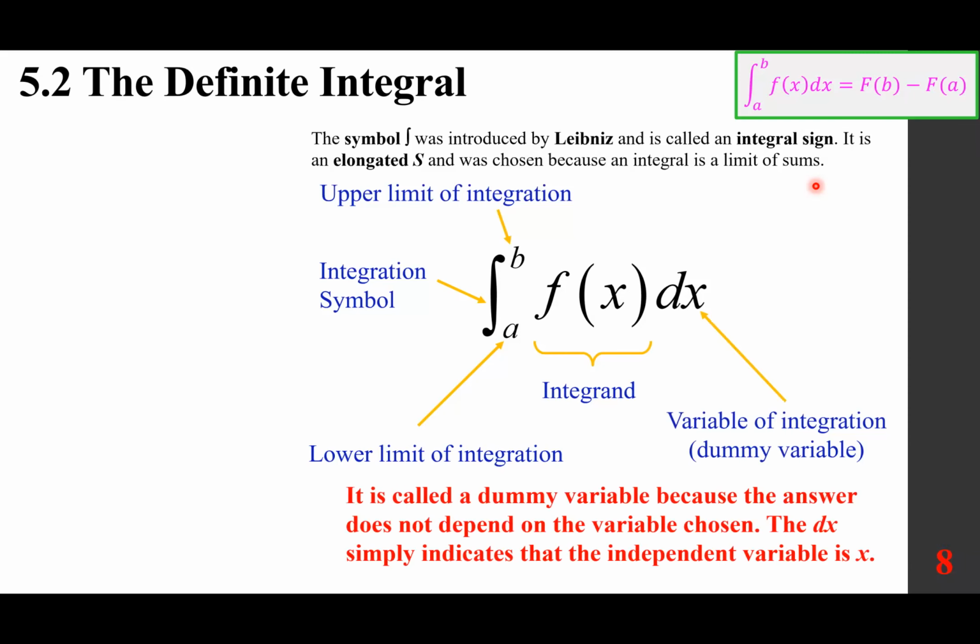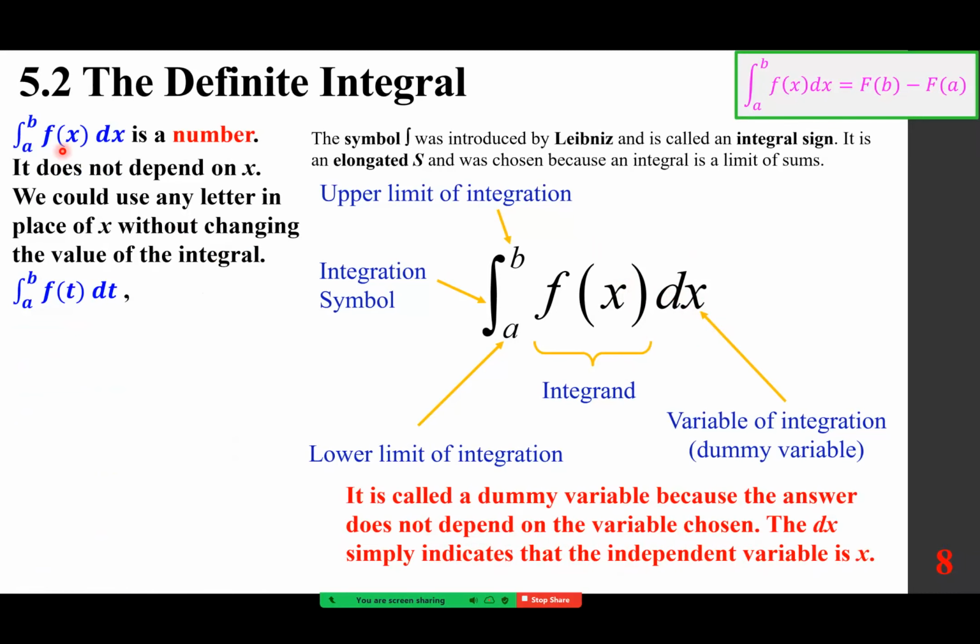Why is it dummy? It is called a dummy variable because the answer doesn't depend on the variable chosen. The dx simply indicates that the independent variable is x. So if I change this to anything, for example t, and I make this dt, I get the same answer because this is just a number. So the integral from a to b of f of x dx is a number. It does not depend on x. We could use any letter in place of x without changing the value of the integral. So for example, the integral from a to b of f of t dt or the integral from a to b of f of x dx, they are identical.